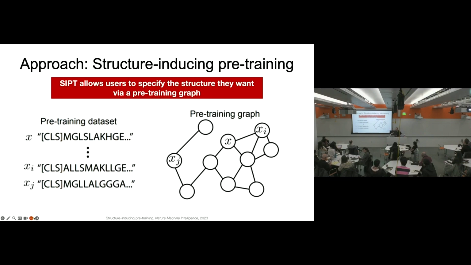We refer to it as a structure-inducing pre-training framework that has two big components. The first component is a large pre-training data set of sequences. Every sequence is a protein, and for a protein we have its amino acid sequence. In addition to that, we have a pre-training graph, which gives us a graph or network of nodes and edges between them. Those nodes are samples, which in our case are proteins, and these nodes are connected based on known physical interactions of those proteins.